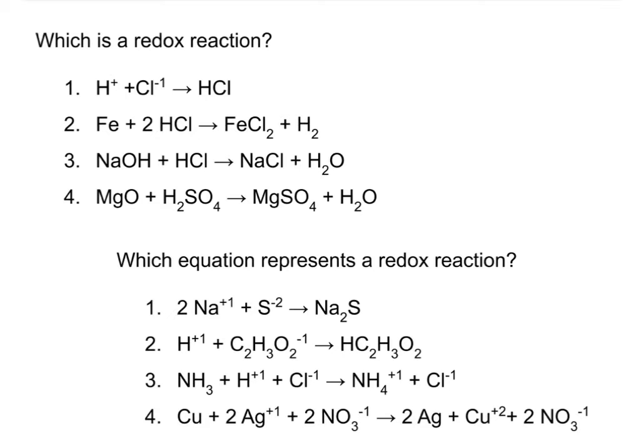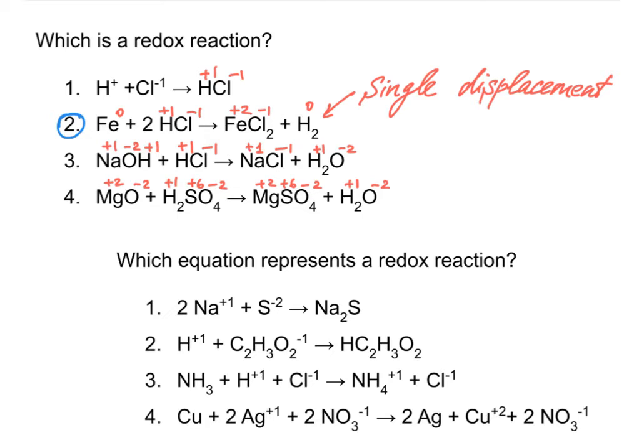To identify redox reactions here, you can look for the classical redox reactions such as single displacement, synthesis, decomposition, or combustion. Or you can assign oxidation states to everything that you see in these reactions and see which one has a change in the oxidation states.